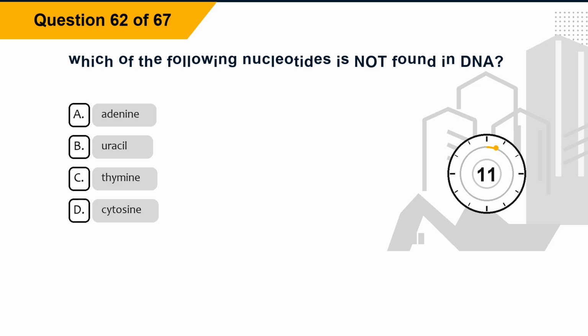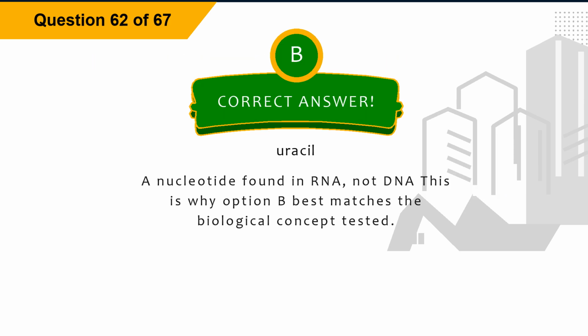Question 62. Which of the following nucleotides is not found in DNA? Option A, adenine. Option B, uracil. Option C, thymine. Option D, cytosine. The correct answer is option B, uracil. Explanation. Uracil is a nucleotide found in RNA, not DNA. This is why option B best matches the biological concept tested.